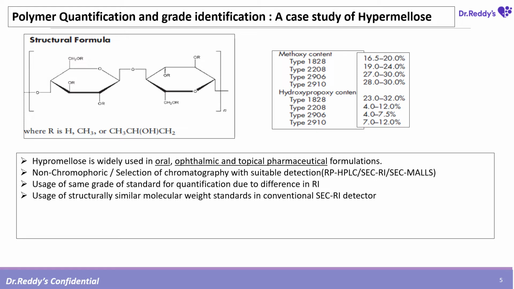As an example, which we have shown here, this part of the hypromellose, which is methoxy content and propoxy content, can have the same molecular weight grades or different types when the substitution changes. So it poses enough challenges to understand these structural aspects of it.